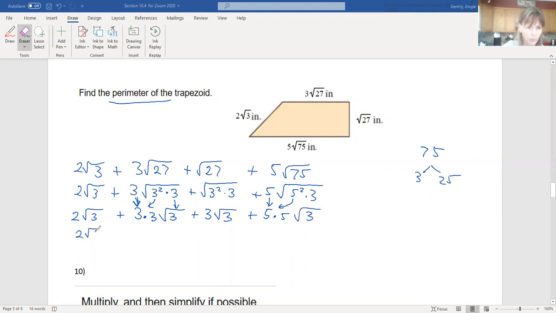Then 2 square root of 3 plus 9 square root of 3, because 3 times 3 is 9, plus 3 square root of 3 plus 25 square root of 3. My eyes are starting to feel it. So you have 2 apples plus 9 apples is 11 apples, plus 3 apples is 14 apples, plus 25 apples is 39 apples, I hope. And then it's in inches.